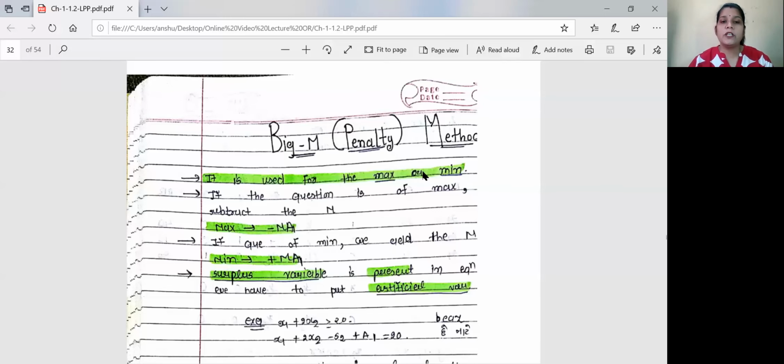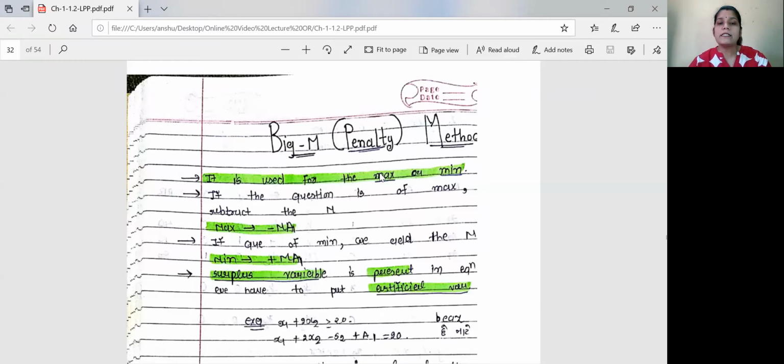Hello, good morning everyone. Today I am going to take a lecture on the Big M method or penalty method. We have already seen in our previous lecture what the simplex method is and how we solve it, because the simplex method is always in maximization form. If our Z is to be maximized, then we use the simplex method, and our subject to constraint is always less than equal to.